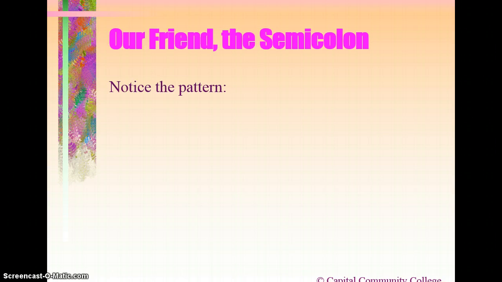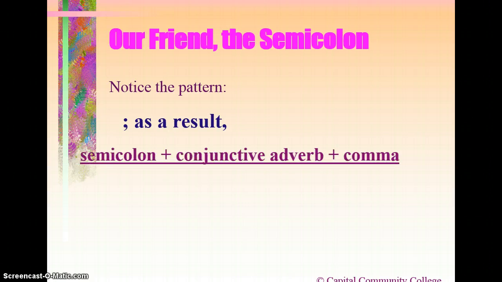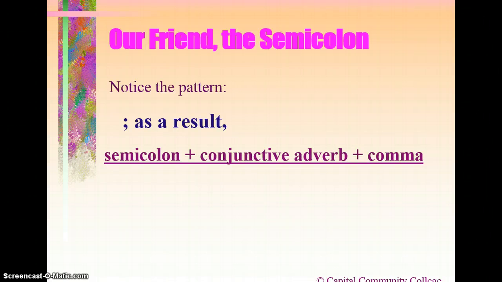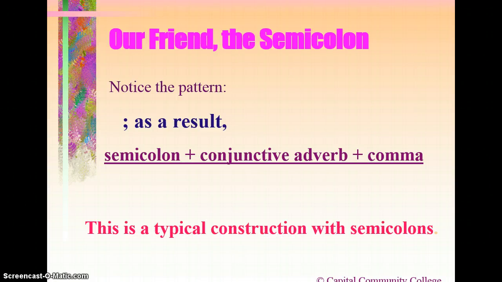You should notice the pattern of punctuation here. Semicolon, your conjunctive adverb, and then a comma. That is always going to be the way it works if you're using a semicolon and a conjunctive adverb. This is typical with semicolons because we're combining sentences, but we want to show why we're combining them and what their relationship is.